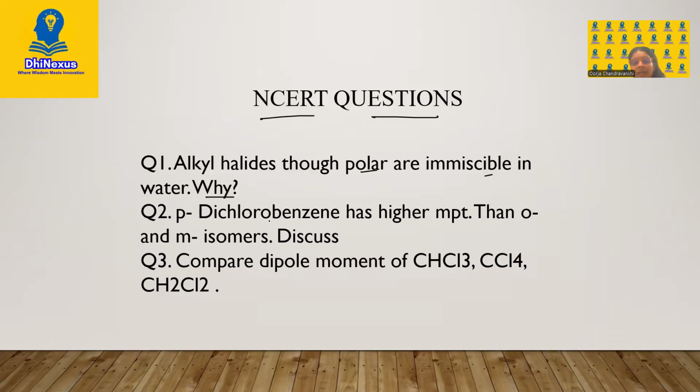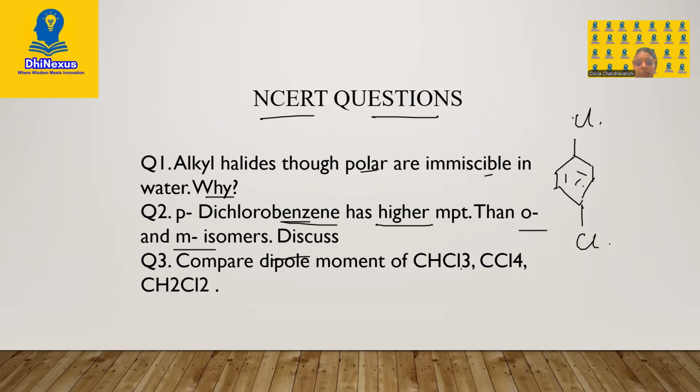Moving on, para-dichlorobenzene has a higher melting point than the ortho and meta isomers. We have already observed the reason is the packing in crystallization of the para isomer. Suppose this is my difluorobenzene. In this case, my symmetry is the highest and hence the para difluorobenzene has a higher melting point.